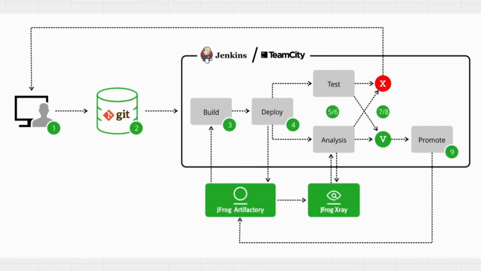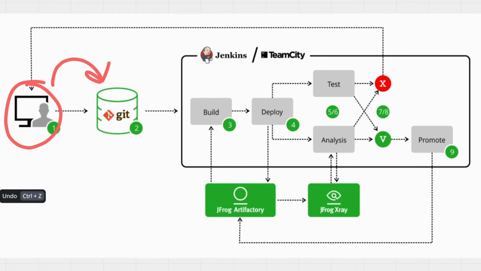Let's understand how JFrog fits into a modern DevOps CI/CD pipeline. So everything starts with the developer here. As soon as the developer commits the code into Git, the Jenkins pipeline triggers the build, and then once the build is done and the war, jar files or the Docker images are formed, it is then stored into the JFrog Artifactory and simultaneously deployed on the server.